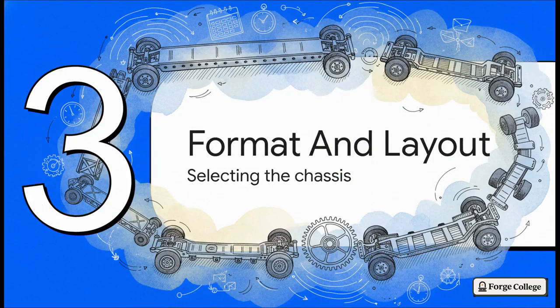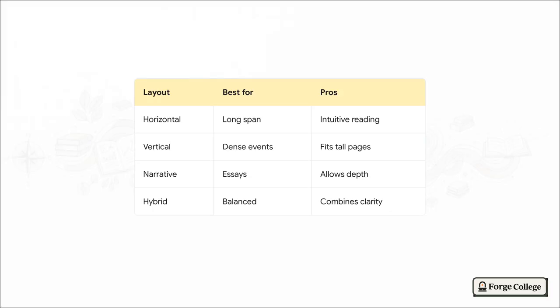Moving right along to step 2, choose format and layout, selecting the right chassis for your project. The physical shape your capstone takes depends entirely on the temporal span of your argument. If you're covering sweeping eras of history, the intuitive left-to-right flow of a horizontal timeline is absolutely fantastic. But if you're looking at a highly condensed period with a lot of overlapping inventions, a vertical timeline stacks those dense clusters beautifully. We actually talk about this a lot in the learning community here at Forge College.